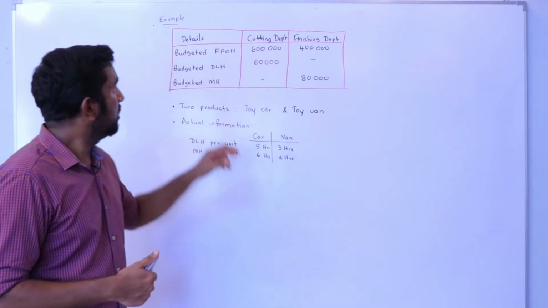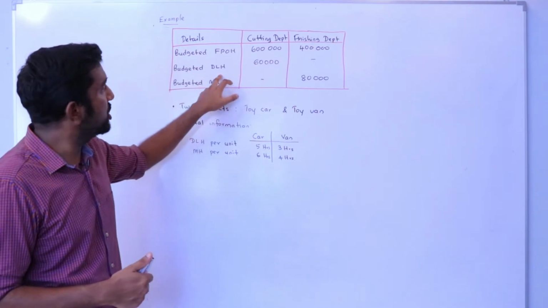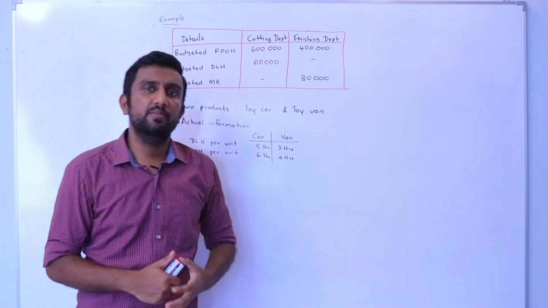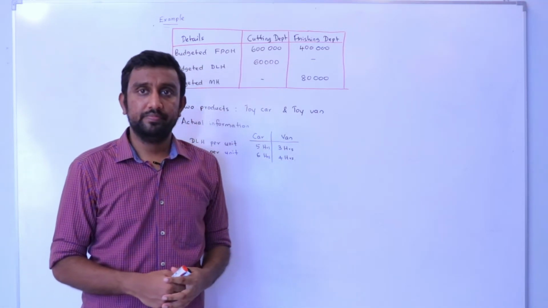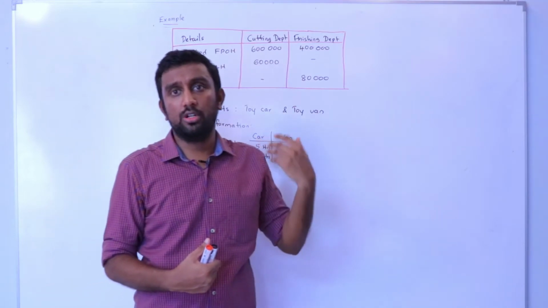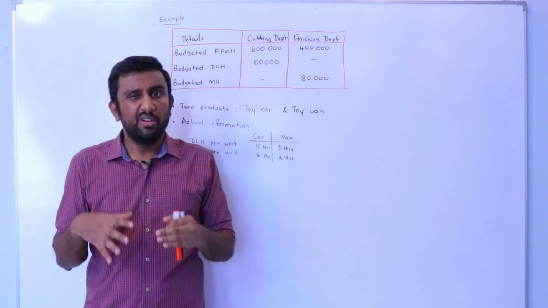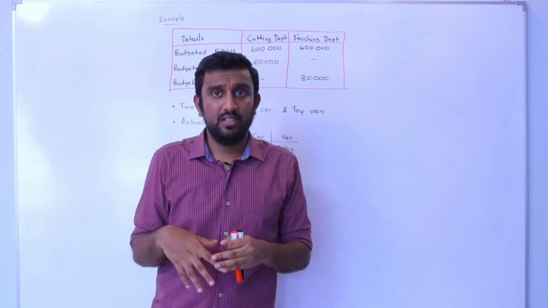Fine. Then budgeted direct labor hours. If you check the cutting department, we don't have any machine hours. What does it mean? There's no machine in the cutting department. Only laborers are working there. Only people are working there. So if it is a proper question, right?